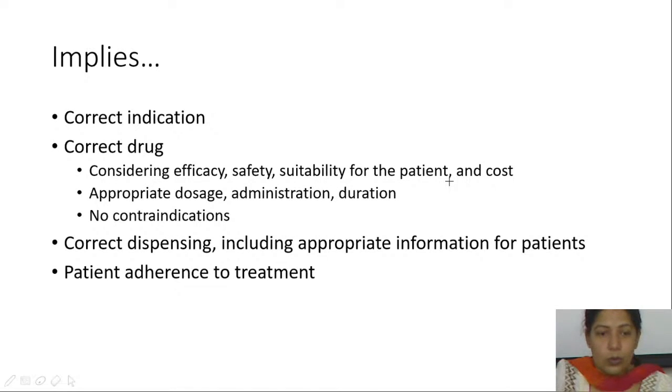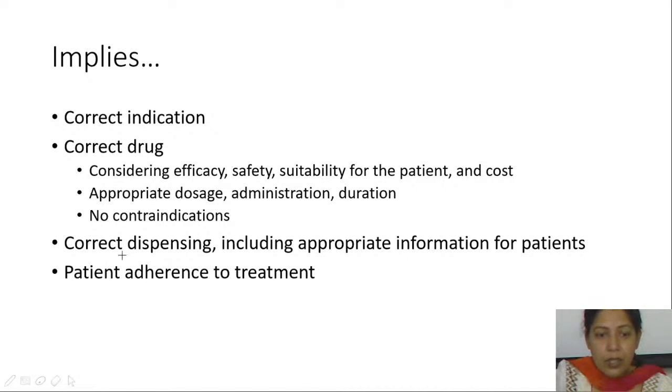Rational use. So this is just a summary or the other way of saying what I told you in the definition. That means the drug is prescribed for correct indication. For that indication, the drug is correct. Then consideration has been given to efficacy, safety, suitability for the patient and cost while selecting the drug. Once the drug has been selected, appropriate dose, route of administration and duration is prescribed, and there are no contraindications for that particular patient.